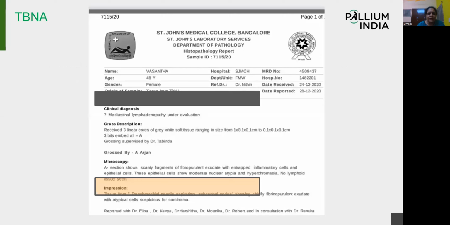However, when the transbronchial needle aspiration was examined under the microscope, the histopathology showed a fibrinopurulent exudate with atypical cells, which was suspicious for a carcinoma. This is when the alarm bells began to ring. Next.